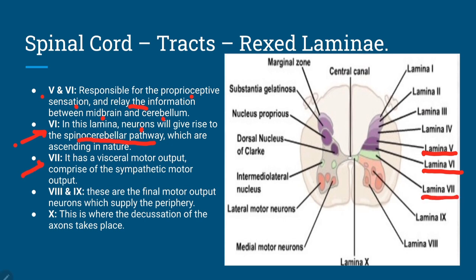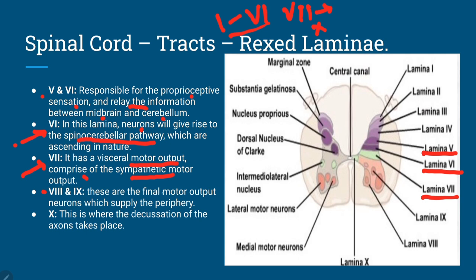Number 7 has a visceral motor output, which comprises the sympathetic motor output. So basically 1 to 6 is sensory in nature, 7 onwards up to 10 is basically motor in nature, and number 9 and number 10 is basically where the decussation of axons takes place.